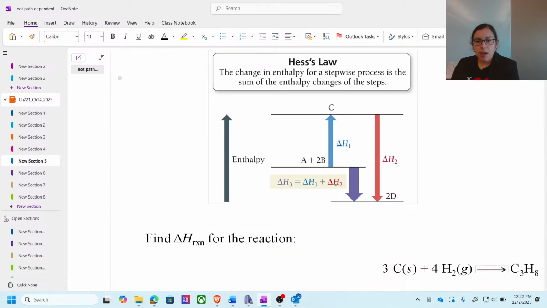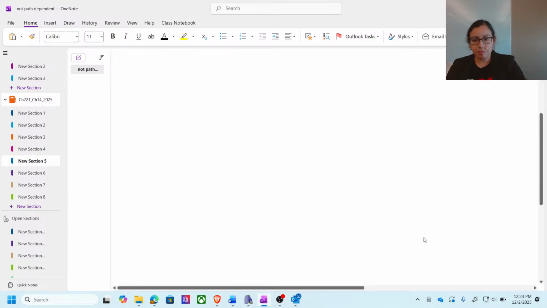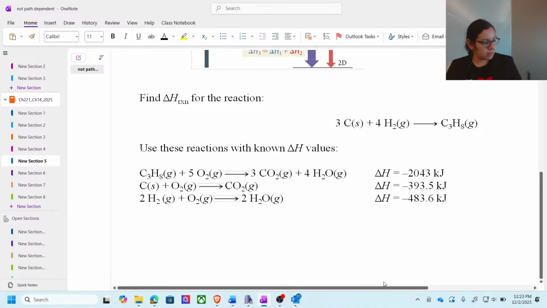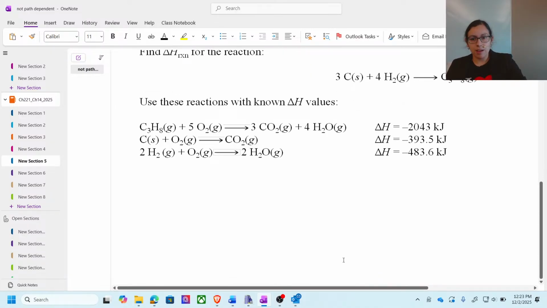So again, it doesn't matter how we got A plus 2B gives us D here, right? So we go to C. And so you could quantify this: A plus 2B gives you C, and then C back down to 2D, and add up every single one of those processes to give you your overall enthalpy. And it'll make more sense once we do it. So let's practice this now.